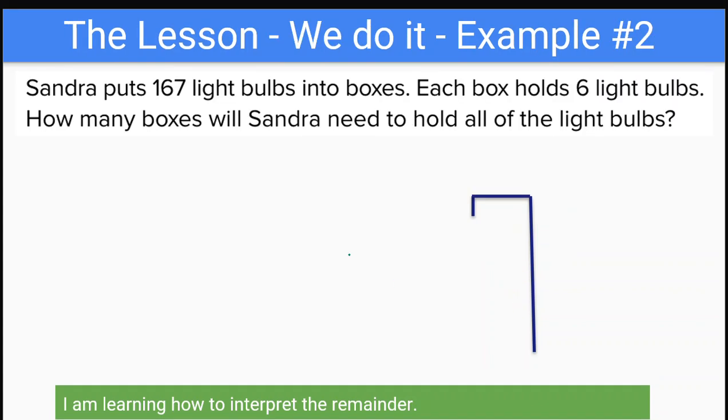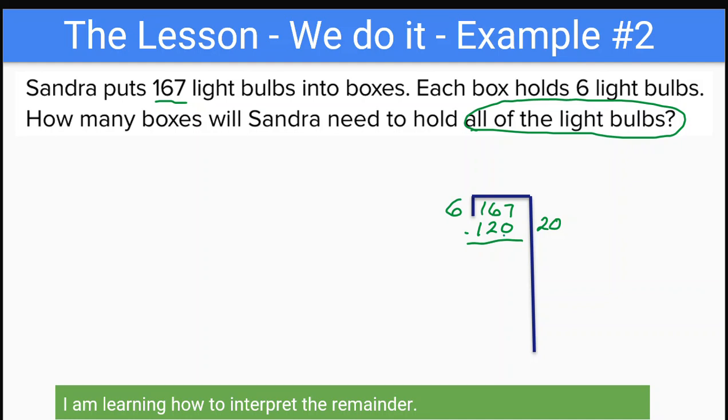Here's another one. Sandra put 167 light bulbs into boxes. Each box holds 6 light bulbs. We're going to divide them up into groups of 6. How many boxes will she need to hold all of the light bulbs? See, there's your clue right there. Well, let's start off with this again. I know that 6 times 10 is 60, so I know that 6 times 20 is twice that amount, and that is 120. You could have done it in tens if you wanted. It doesn't make any difference.